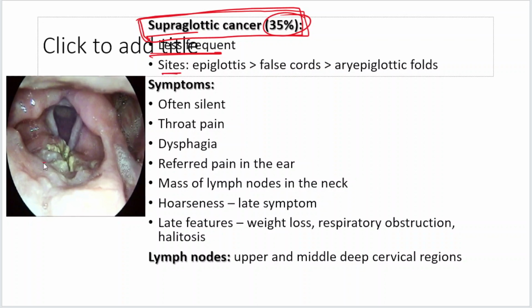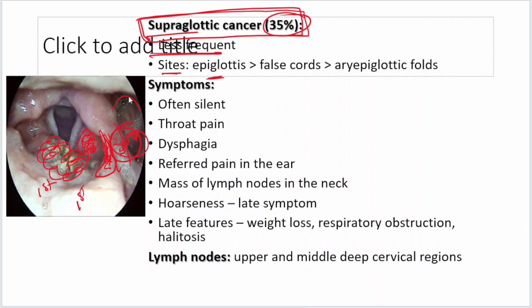Here, the most common site of origin of supraglottic carcinoma is the epiglottis. After the epiglottis, you have the false cord. You may have a growth here. This is the first most common, the second most common. Third one is the aryepiglottic folds. The first site is the epiglottis. Second site is the false cord. The third site is the aryepiglottic fold.